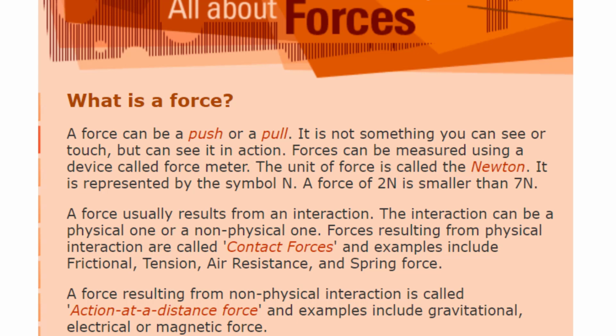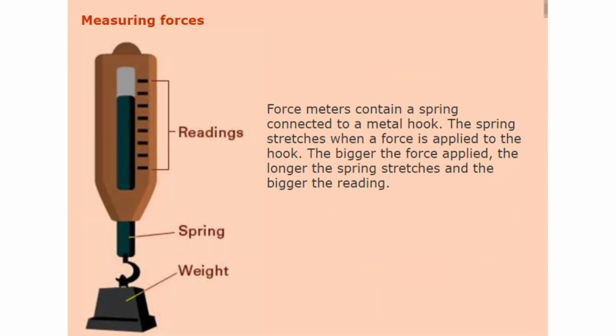A force usually results from an interaction. The interaction can be a physical one or a non-physical one. Forces resulting from physical interaction are called contact forces, and examples include friction, tension, air resistance, and spring force. A force resulting from non-physical interaction is called an action at a distance force, and examples include gravitational, electrical, or magnetic force. Force is a vector quantity, so it has a magnitude and direction. The SI unit of force is the Newton, N.